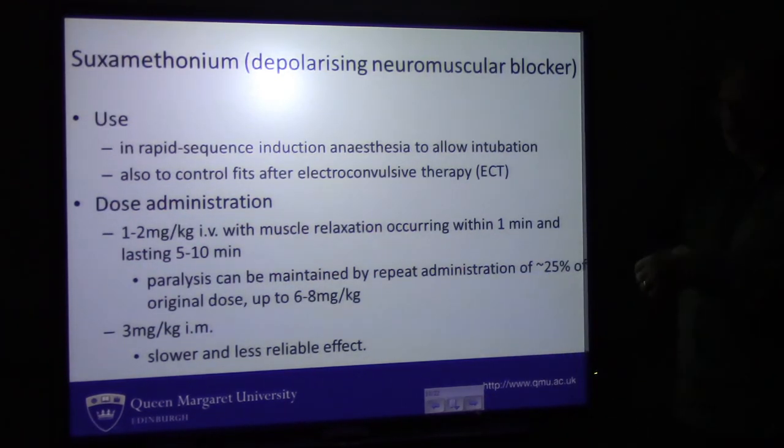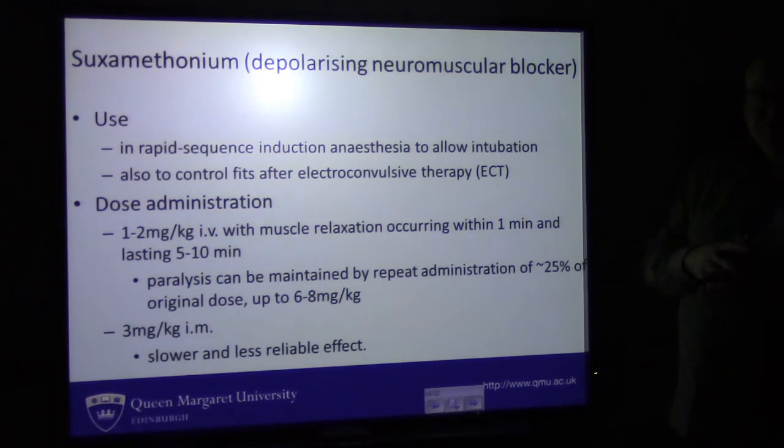So the use of these compounds is, as it says there, rapid sequence induction anaesthesia. So when you're wanting to allow intubation, if you're wanting things to kick off quickly, if you want to intubate someone prior to an operation, if you give this medication alongside the anaesthetic that you've given, very quickly the skeletal muscle will relax, and it's much easier then to intubate at that point.